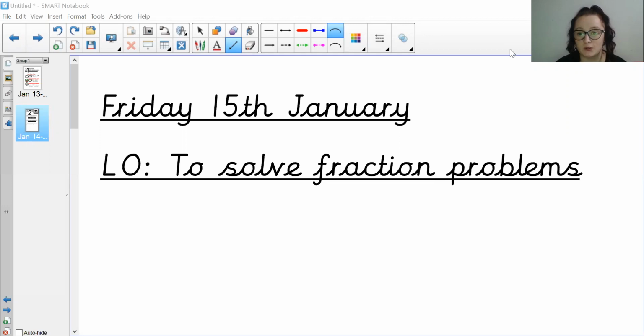Today in maths we are going to continue looking at fractions, but we're going to look at them in a little bit more detail and how we can work them out a little bit clearer. So what I'd like you to do is write the date and the LO: Friday the 15th of January, and the learning objective to solve fraction problems. I'd like you to pause the video now and off you go to write the date and LO, please. Go, go, go.